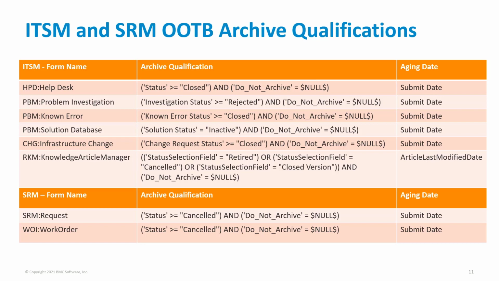And you can see something similar for the other forms. For example, the problem investigation is based on the investigation status being greater than or equal to rejected, and again, the Do Not Archive field hasn't been set. So if you look further down, you'll notice that the Knowledge Article Manager is slightly different because the aging date is based on the article last modified date. And this is important because that's a key field that we use to identify whether a knowledge article is current or out of date. And you can look at the rest of these to get an example of how the policies work.